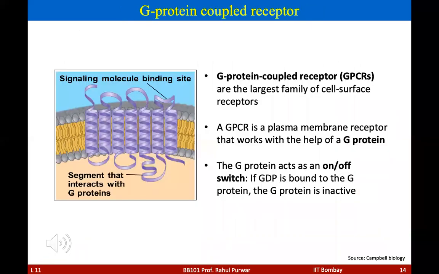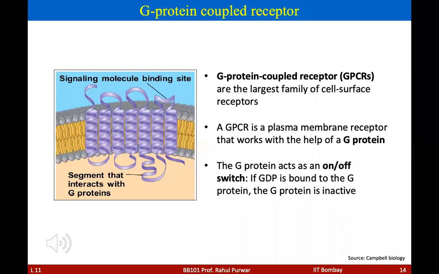In a little bit more detail, what is GPCR? This is the largest family of cell surface receptors. In this image, there is an outside domain and an inside domain. The outside domain is the signaling molecule binding site, where the signaling molecules come and bind. The intracellular part is the signaling domain, where a protein called G protein comes and binds, and this G protein acts as an on and off switch. So this GPCR is a plasma membrane receptor that works with the help of G protein.